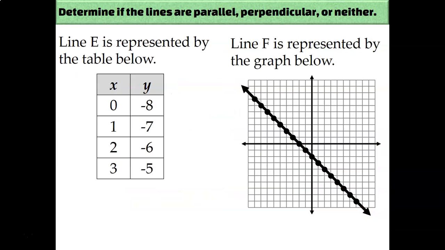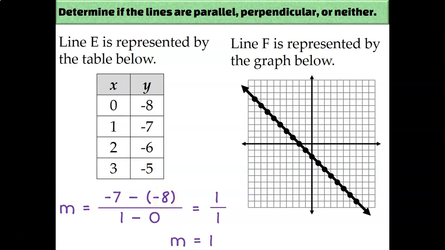special way. Line E is represented by a table as well, and line F is represented by a graph. So first let's calculate the slope of line E using slope formula. Again, I'm just going to pick the first 2 points in the table. y2 minus y1 is negative 7 minus negative 8, over x2 minus x1, which is just 1 minus 0. So when you simplify, you get 1 over 1, which simplifies to 1.